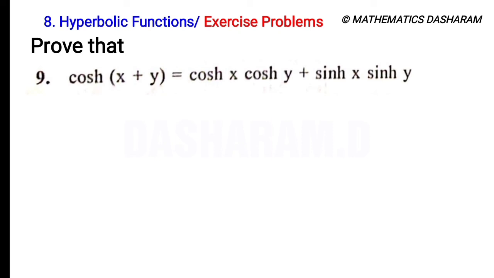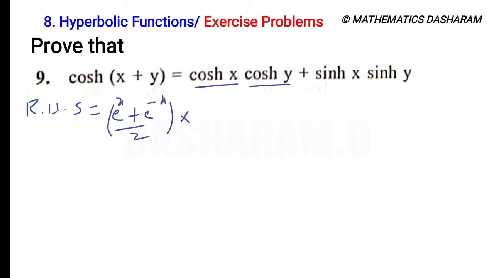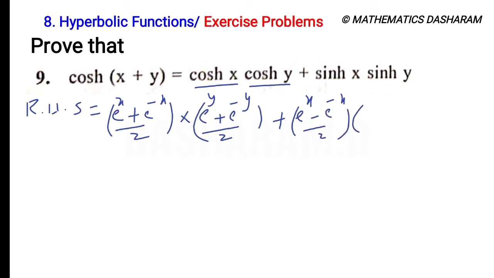Ninth question, prove that cos h of x plus y equals cos hx into cos hy plus sin hx into sin hy. So let's take the RHS first of all. In the RHS, cos hx is e to the power of x plus e to the power of minus x divided by 2, into cos hy, e to the power of y plus e to the power of minus y divided by 2, plus sin hx, e to the power of x minus e to the power of minus x divided by 2, sin hy, e to the power of y minus e to the power of minus y divided by 2.